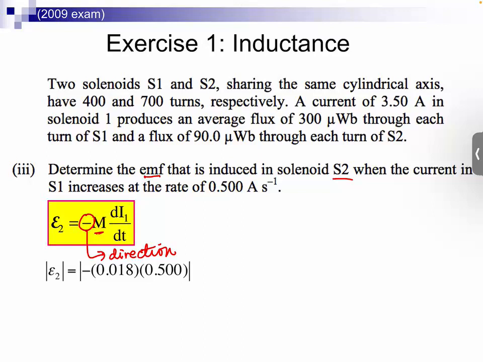So we know the mutual inductance from before. We've calculated that. That was the first question, to calculate the mutual inductance between the two coils. We calculated that as 0.018. And then the current is changing at a rate of 0.5 amperes per second. So you have change in current, 0.5, times the mutual inductance, which will give you a voltage of 9 millivolts that's being produced in the second coil.